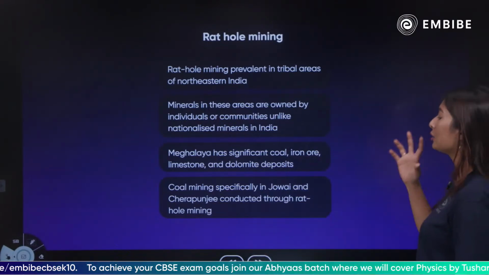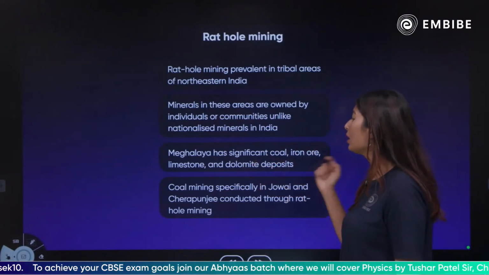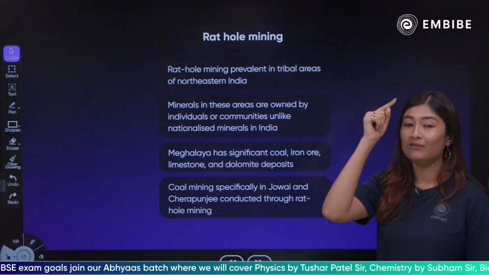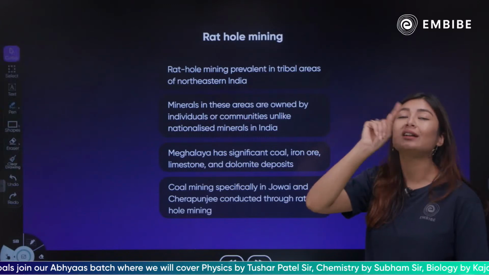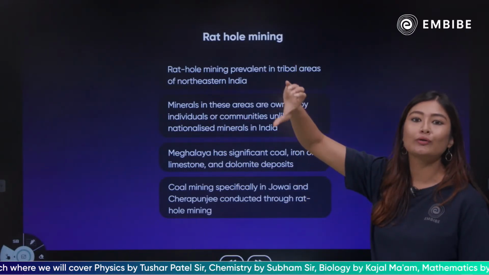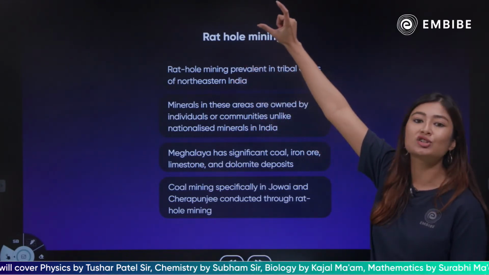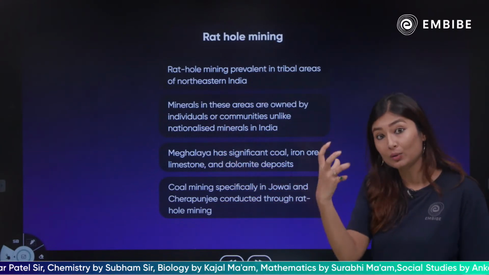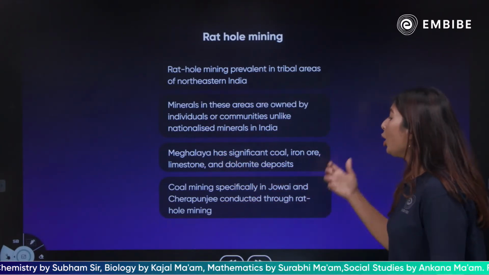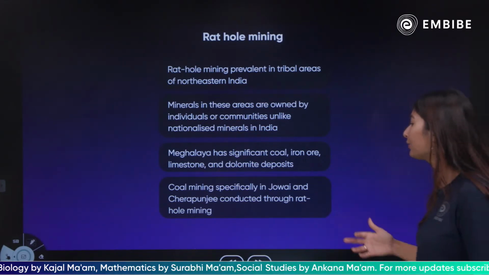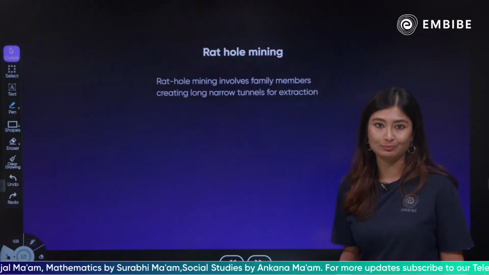Jaise Meghalaya has a lot of coal, iron ore, limestone, dolomite deposits. If you remember in resources and development, we in fact studied physical features of India. Last year you would have studied that a broken portion of the plateau goes and gets attached to Meghalaya. So naturally वहाँ पे you will find a lot of ore. Plateaus में बहुत सारे ores होते हैं. Coal mining specifically in Jowai and Cherrapunji is conducted through rat hole mining.